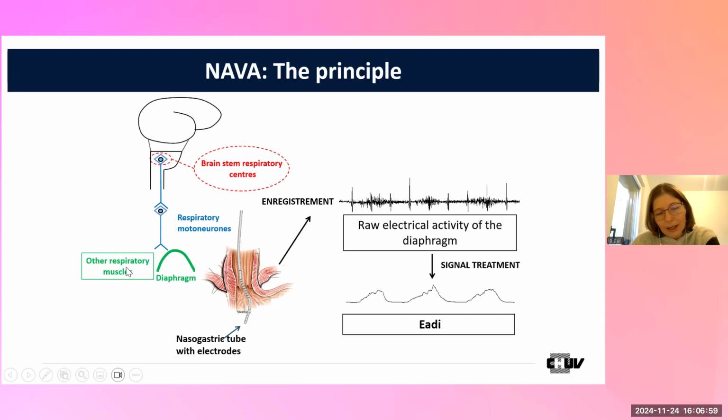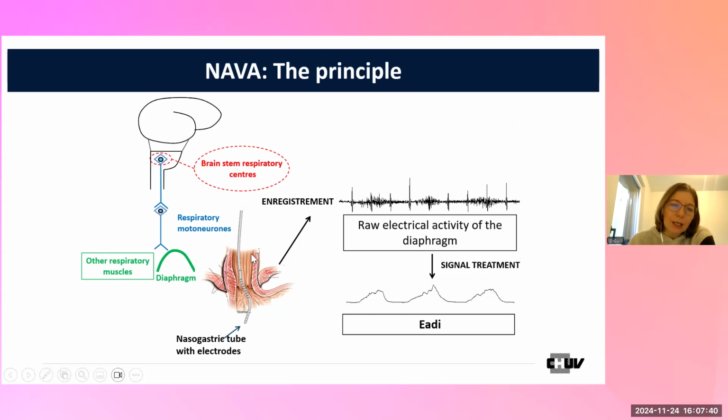And at the muscular level, depolarization occurs on the cell membrane, and this depolarization leads to muscle contraction. By recording the depolarization, the electrical activity at the level of the muscle cells, we, in fact, record something that is in direct relationship with the brainstem respiratory centers. Then NAVA records this electrical activity as a surrogate of the brainstem respiratory centers activity.